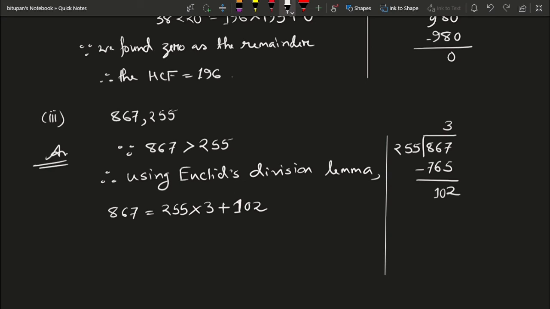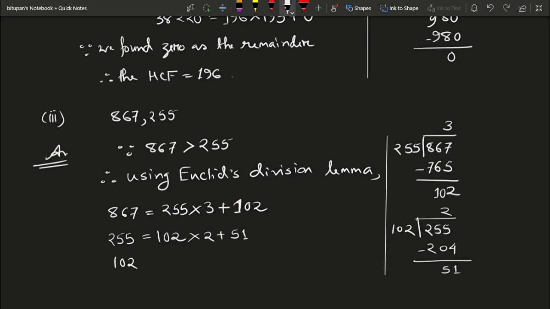Now next we have to carry on this, right? Now 255 will be the dividend, and 102 will be in the place of the divisor. So if I divide 255 by 102, then maximum 2 times, okay, so it will be 204 and the remainder will be 51. So 102 into 2 plus 51. Again we couldn't find 0 as a remainder, so we'll have to continue.